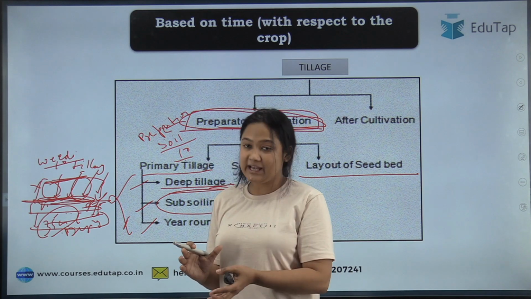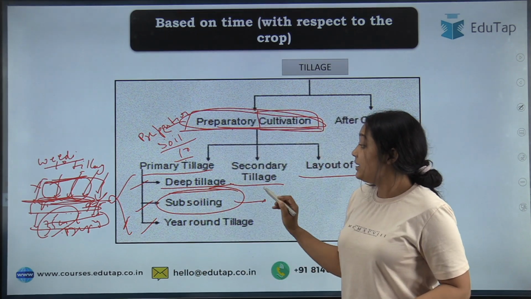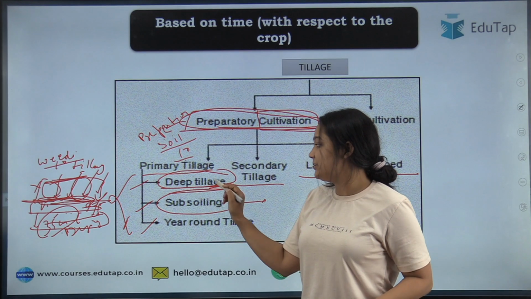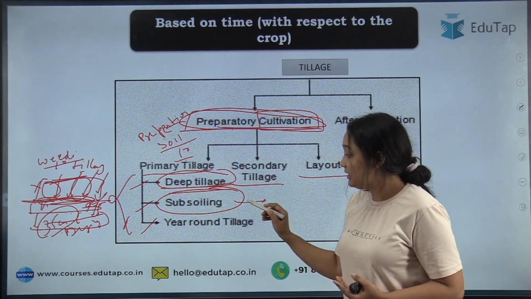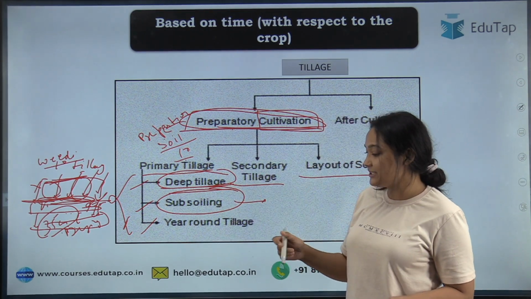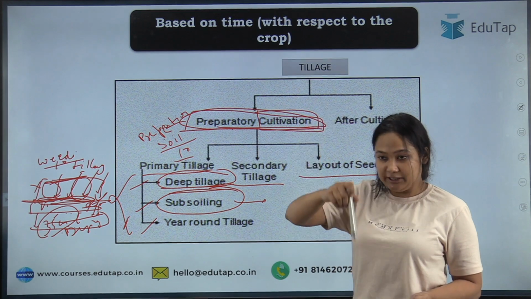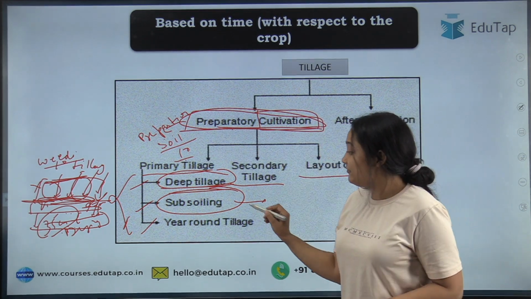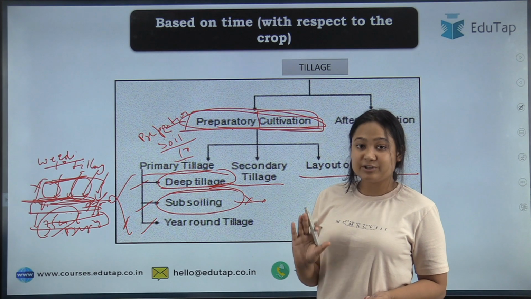There are some clods that form. So to break those clods, with no or minimum disturbance to the upper soil, subsoiling is done. Now how is subsoiling done? There are various tools that go deep and then they till it. We don't do any inversion in subsoiling, so that is important.